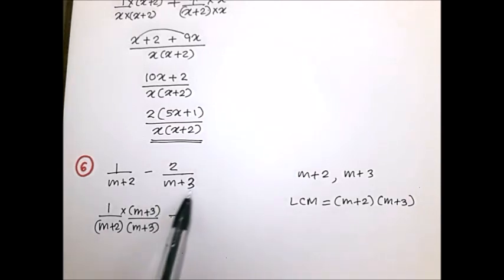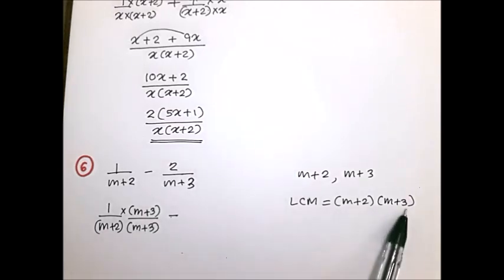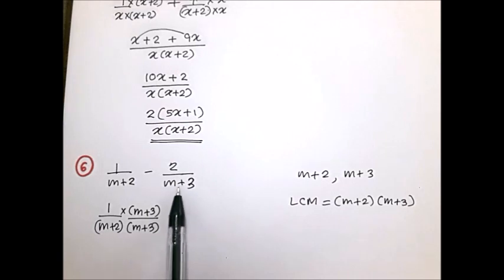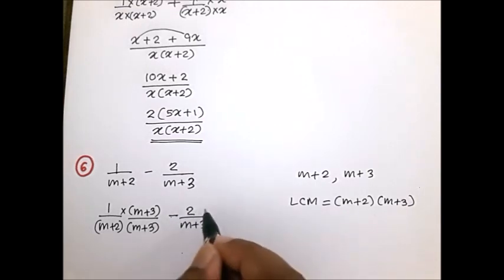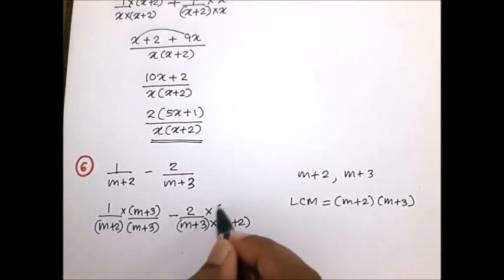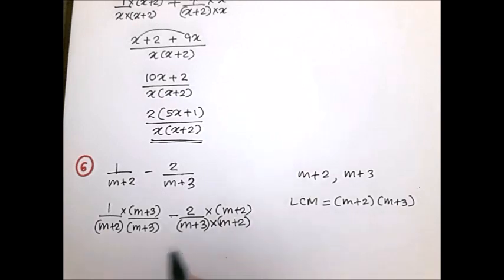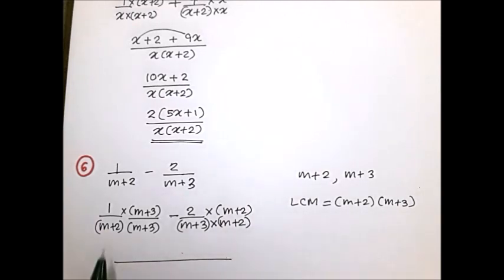Then you have to convert this denominator into this denominator. Here multiply this term by m plus 2. You can obtain this one as the common denominator. Multiply both sides of this fraction by m plus 2. Put brackets here. Then you can take common denominator m plus 2 multiplied by m plus 3.